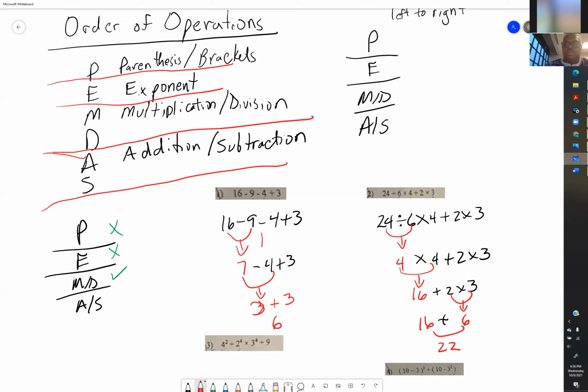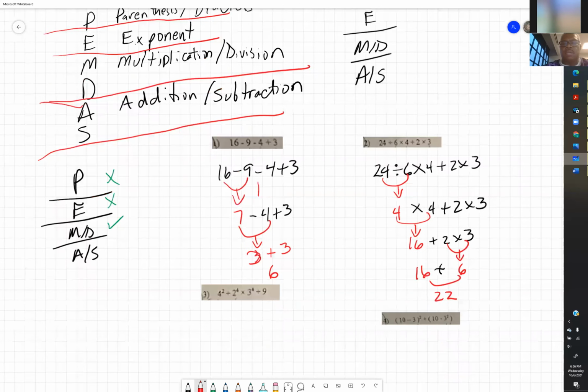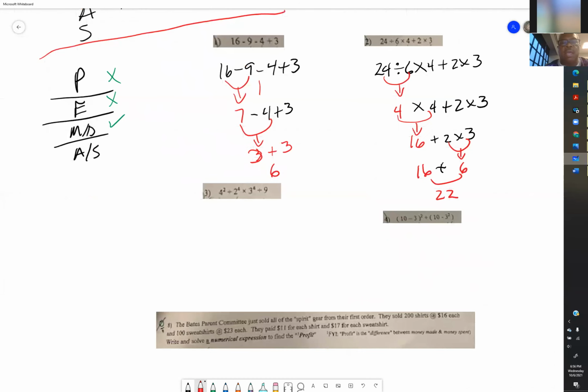Okay, it looked pretty simple. Oh, I forgot to say addition, subtraction. Well, I should have put that in there for the 16 plus 6. All right. Now let's go to this one. Actually, I like this one.